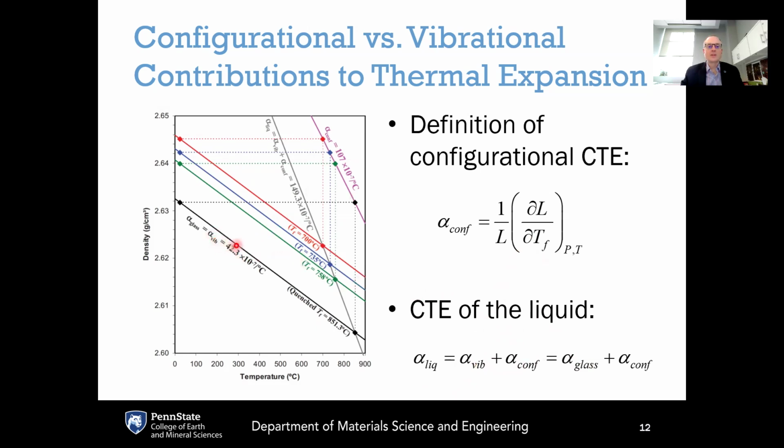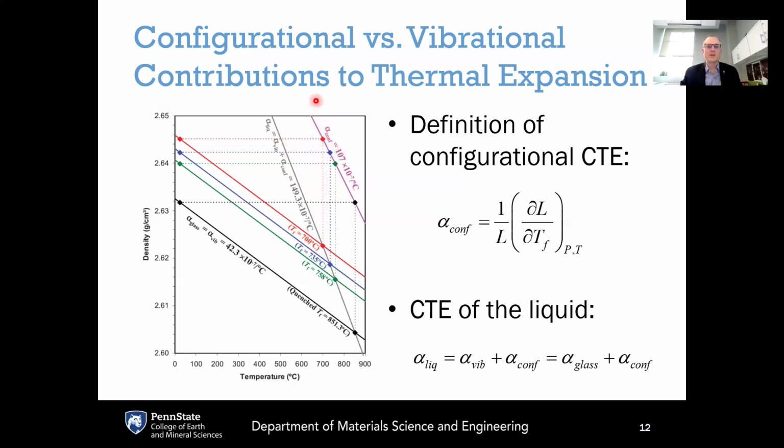So what we do is we take this CTE from vibrations, add it to the CTE from configurations, and therefore the total CTE of the liquid, the line here with the steepest slope, is 149.3 times 10 to the minus 7 per degree C. And the nice thing about this is that we didn't need to measure the CTE of the liquid directly. You can get this entirely from glassy state measurements.